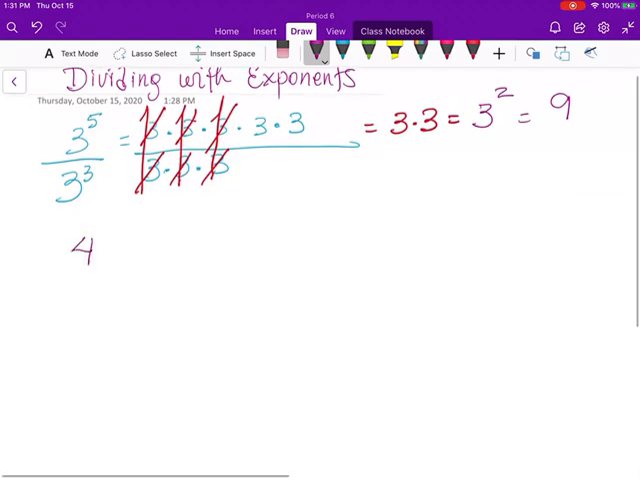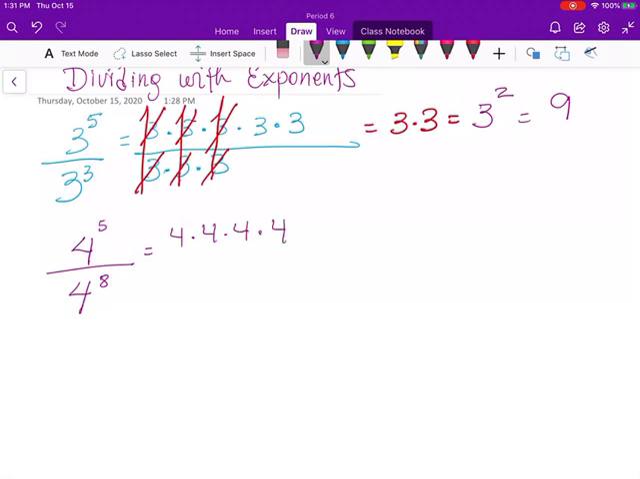All right, let's try another example. We have 4 to the 5th, and on the bottom, 4 to the 8th. 4 to the 5th divided by 4 to the 8th. Same thing. We first expand. 4 to the 5th is 4 times 4 times 4 times 4 times 4. We have 5 of them. Make sure you count 1, 2, 3, 4, 5. On the bottom, I need 8 of those. 1, 2, 3, 4, 5, 6, 7, and 8.